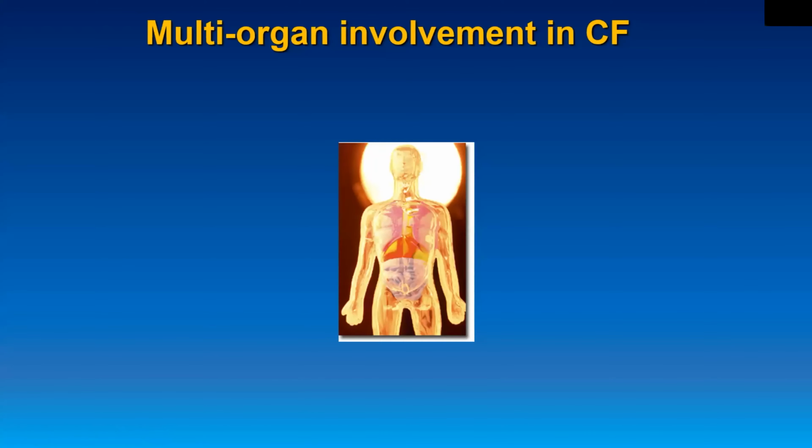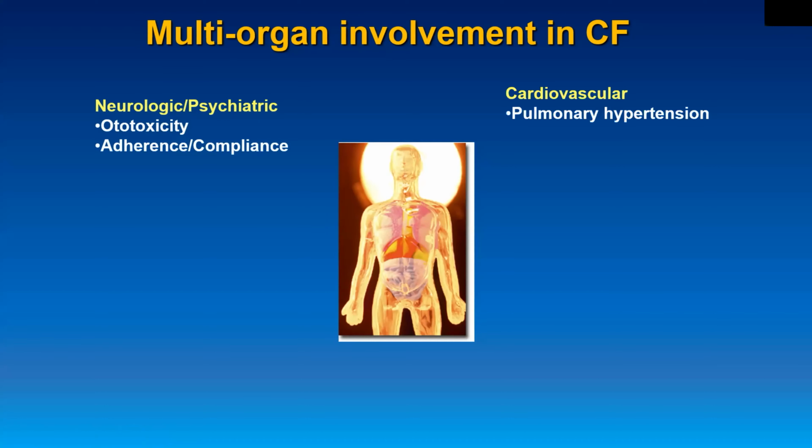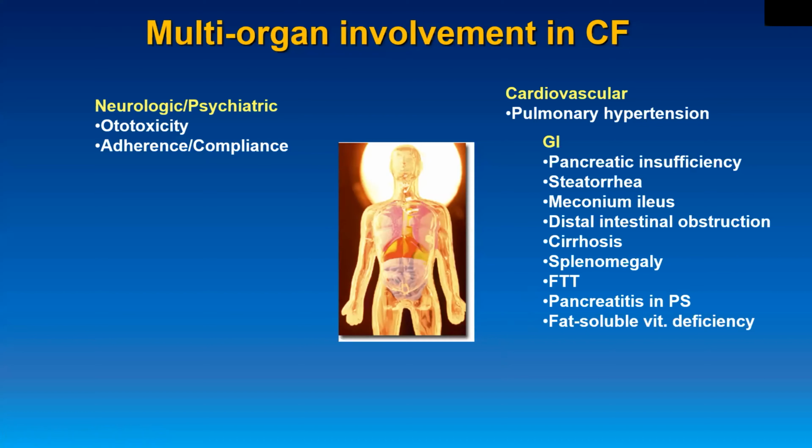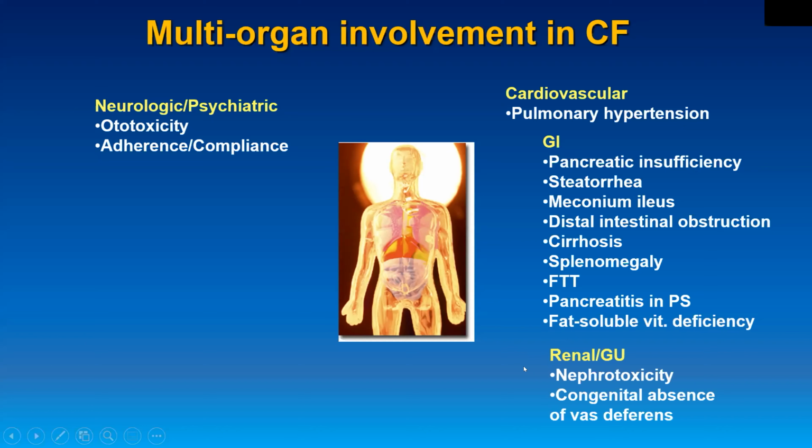However, CF is by far not only a respiratory disease. It can have many other organs involved, like neurologic or psychiatric problems, ototoxicity mostly from the drugs used in treatment, cardiovascular like cor pulmonale or pulmonary hypertension, pancreatic insufficiency, steatorrhea, meconium ileus in newborns, or distal intestinal obstruction syndrome in older children, liver cirrhosis with portal hypertension, splenomegaly, growth failure. Pancreatitis occurs if there is residual pancreatic secretion and deficiency of fat-soluble vitamins. Renal involvement, mostly congenital absence of the vas deferens and nephrotoxicity from the drugs.